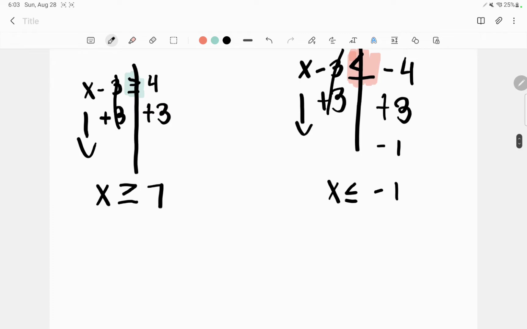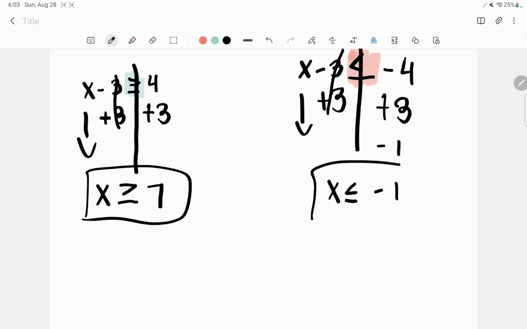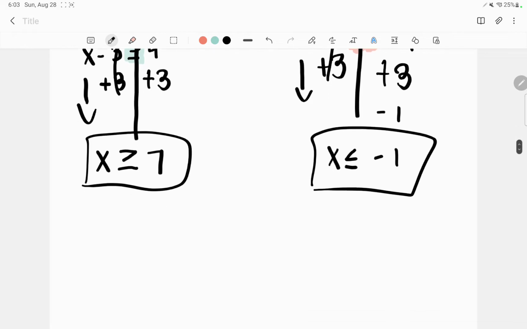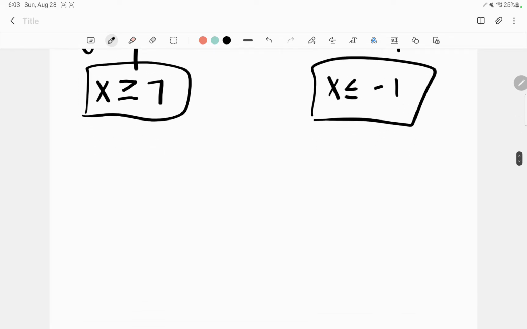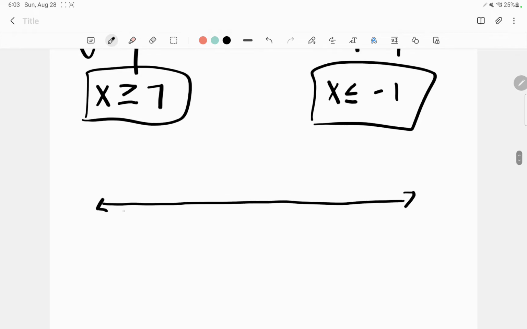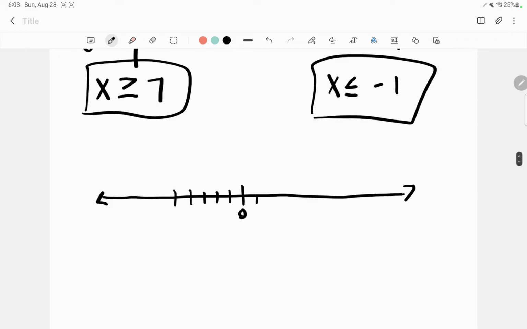Now, I have my two solutions already. And the test is coming up. They're going to ask you to put this into a number line. That was a pretty straight line, I'm surprised. You're going to have a number line. The number in the middle is going to be 0, and then you're going to have your numbers over here, and also on the other way.